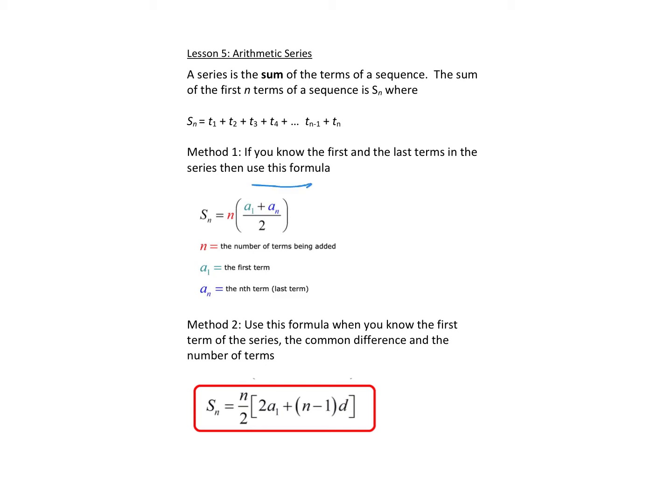We have this formula where the sum would be the number of terms in the sequence, and we would maybe know the first term and the last term, and divide by 2. If we have that information, we can use this formula. We can also use this formula where you know the first term, the common difference, and the number of terms in the series. So we can use either one depending on the information that we're given.